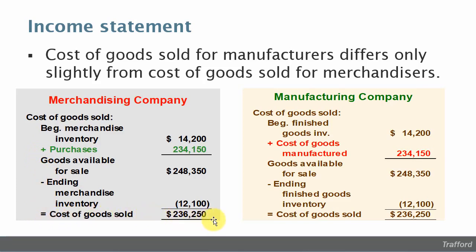Very similar flow for a manufacturing company. You start with beginning inventory, only you didn't buy your inventory, you manufactured it. So to the cost of beginning finished goods inventory, you add something called cost of goods manufactured, what it cost you to build your product. Together, those two things give you cost of goods available for sale. Cost of goods available for sale minus ending finished goods inventory gives you cost of goods sold. So it's the same basic idea, slightly different terminology, and you have to differentiate what type of inventory account you're talking about.